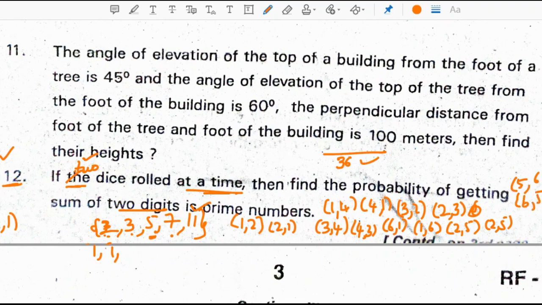So we'll see how many favorable outcomes there are: 1, 2, 3, 4, 5, 6, 7, 8, 9, 10, 11, 12, 13, 14, 15. So the number of favorable outcomes is 15. Total possible outcomes are 36. So the probability of getting a sum that is a prime number is 15 by 36.